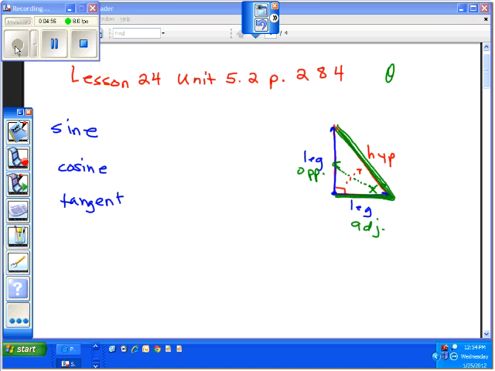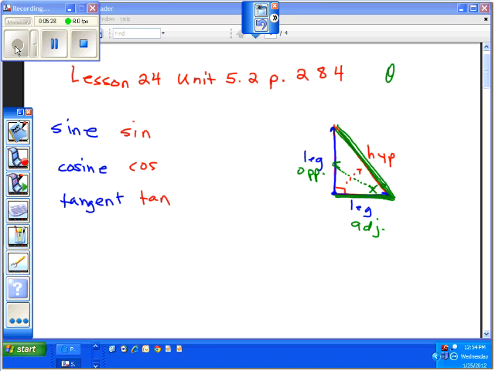Abbreviated, sine is S-I-N, cosine is COS, and tangent is TAN. Now, they're ratios: a sine ratio, cosine ratio, tangent ratio. What's a ratio? A ratio is a fraction, A to B, right? Where A and B are whole numbers, and B is not zero. I mean, that's the fancy definition of a ratio.